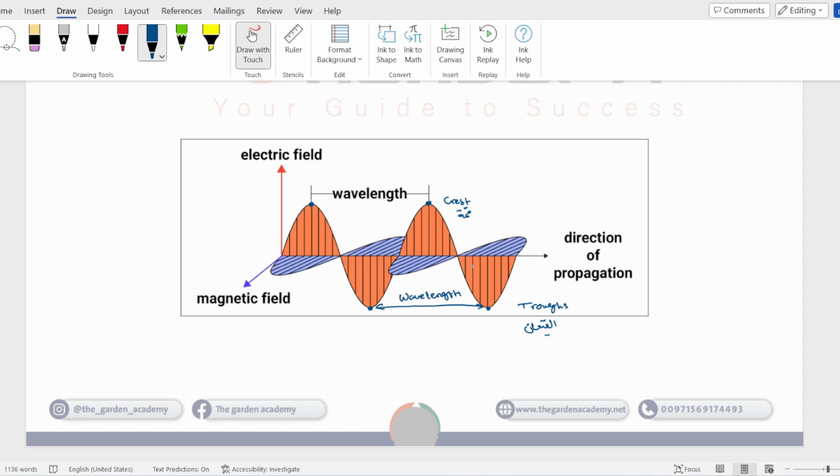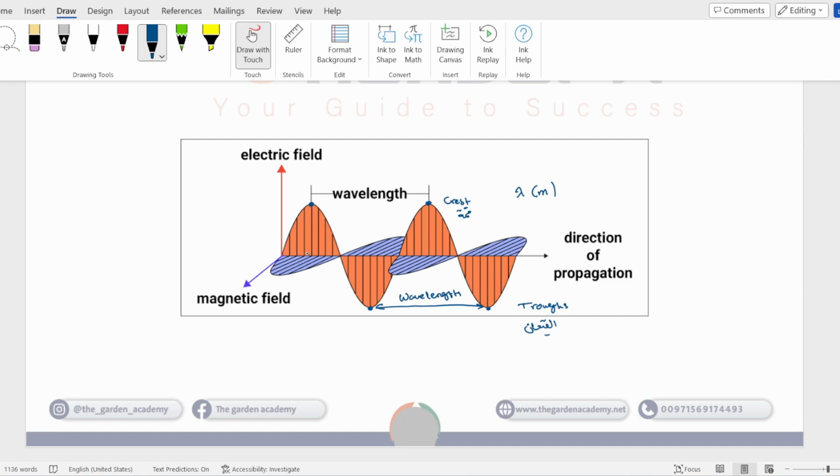We use the symbol lambda, this is called lambda, to represent the wavelength. And the unit of measurement of wavelength is meters. إذا وحدة قياس الwavelength أو طول الموج اللي هو بالمتر. We also should know what is the meaning of an amplitude, لكن مش مطلوب منا فعليا, ما راح نشوفها في هذا الجزء.